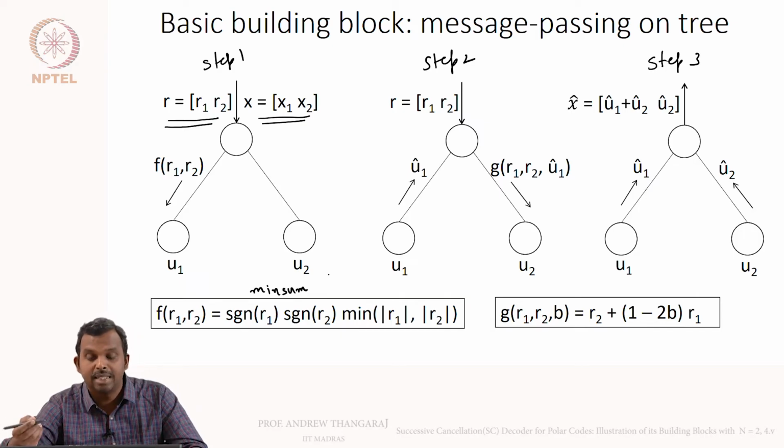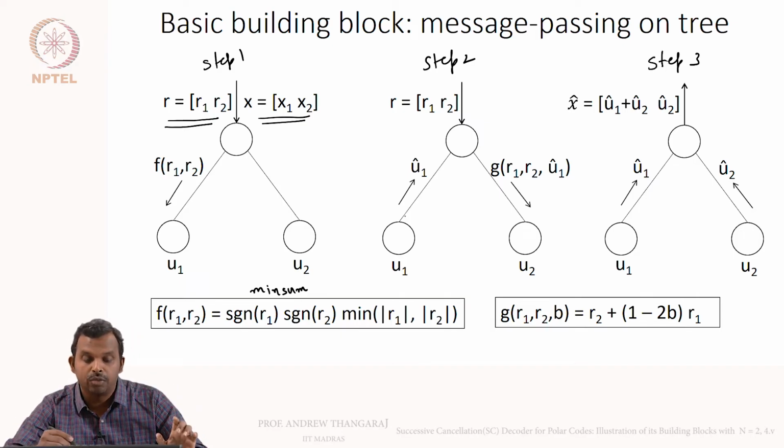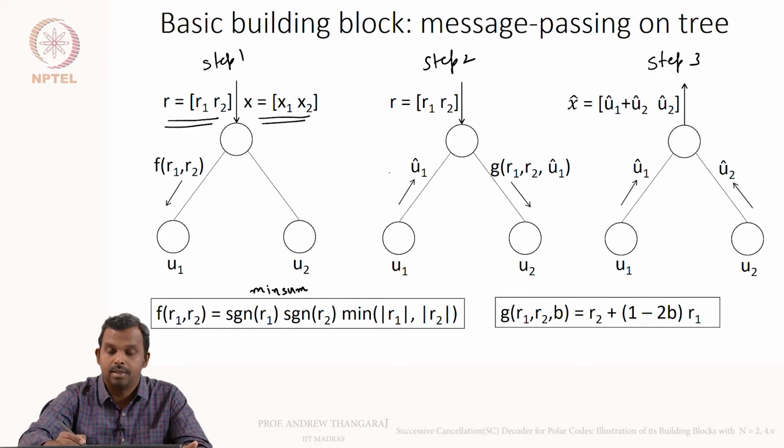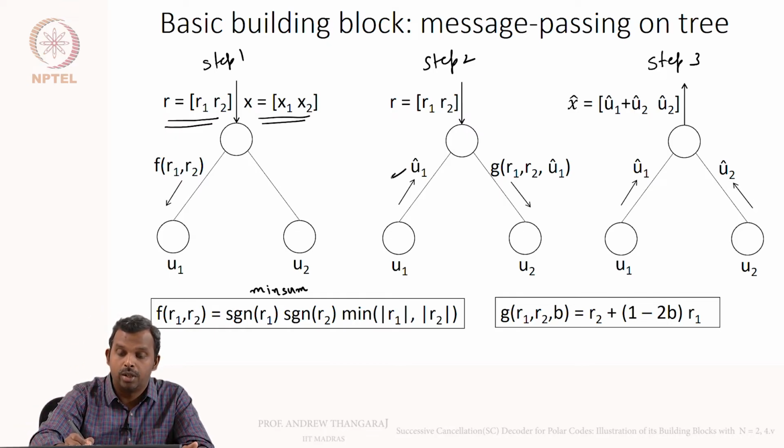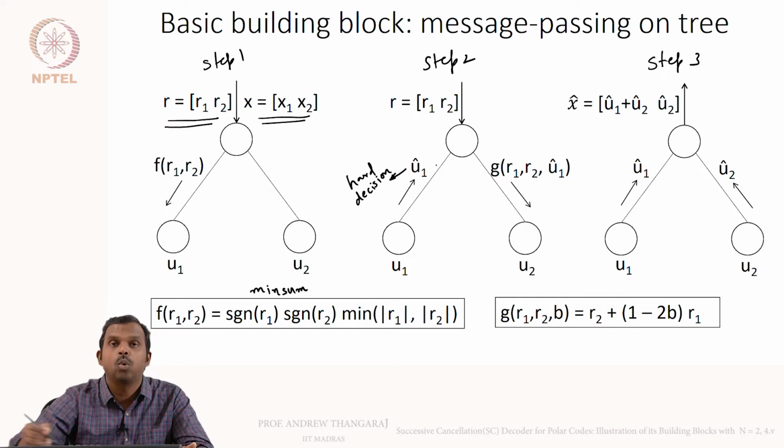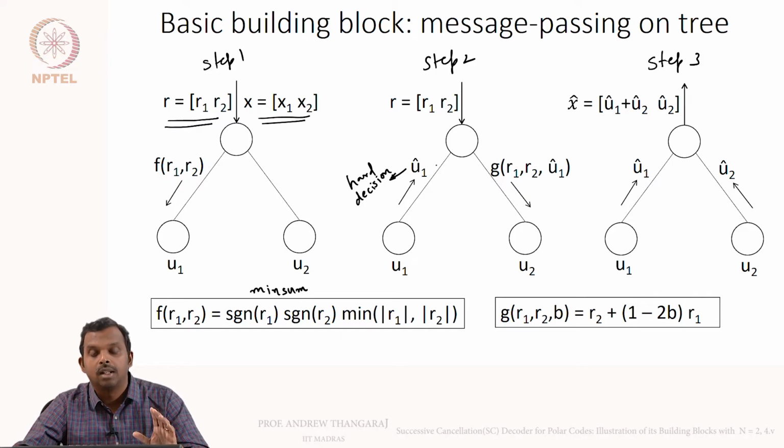In the second step, the leaf node figures out what u1 hat is and sends it back to the root node. That is just a hard decision on f of R1, R2. Notice the belief we had for u1 at this point we are not using. Later, when we study the list decoder, we will use that belief. Right now the belief for u1 is not used. It's a soft output that's available, but we merely do hard decision decoding.